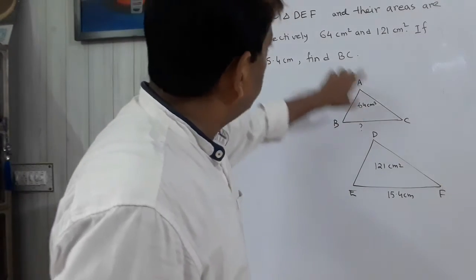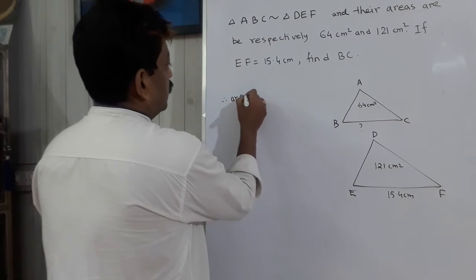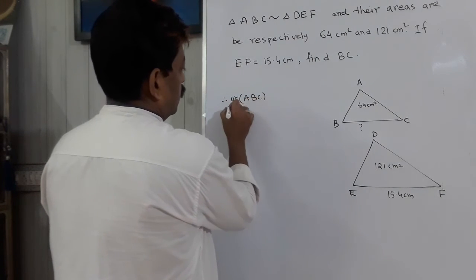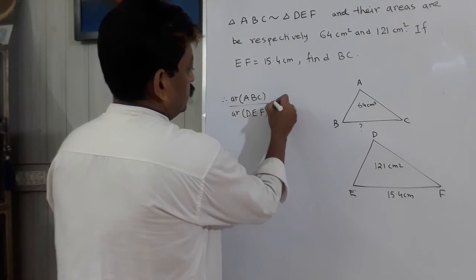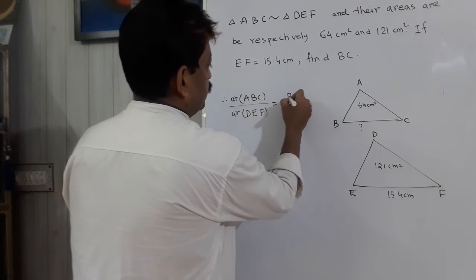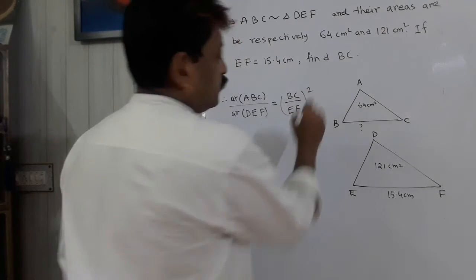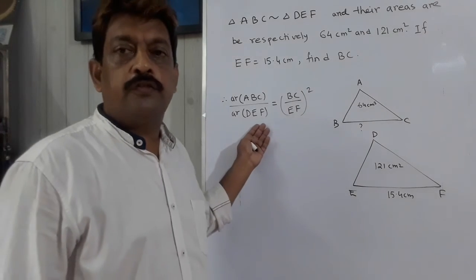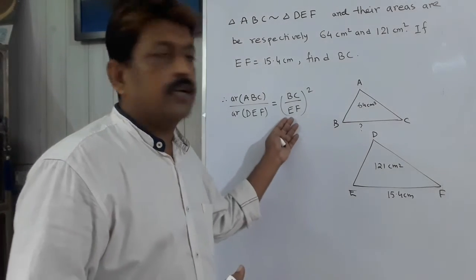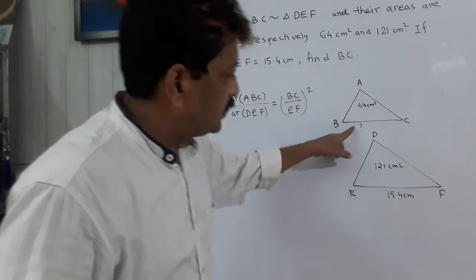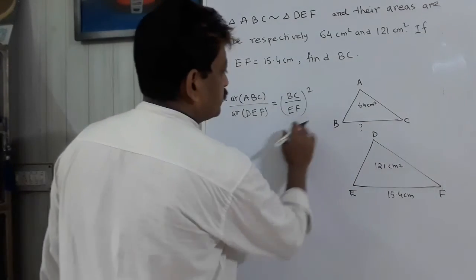Since these two triangles are similar, therefore we can write area ABC upon area DEF is equals to BC upon EF whole square. We have learnt in the theorem that ratio of areas of two similar triangles is equals to the ratio of the squares of their corresponding sides. So BC and EF are the corresponding sides of these two similar triangles. Therefore we can write this relation.